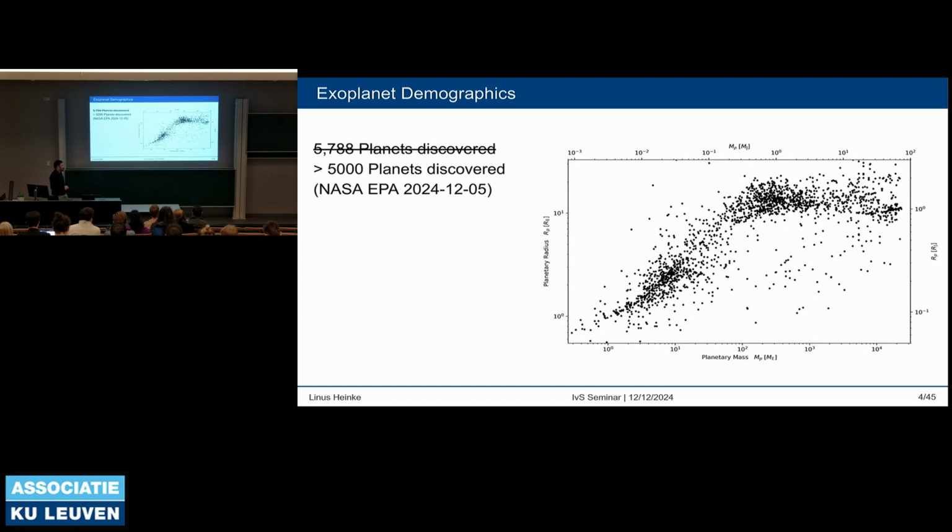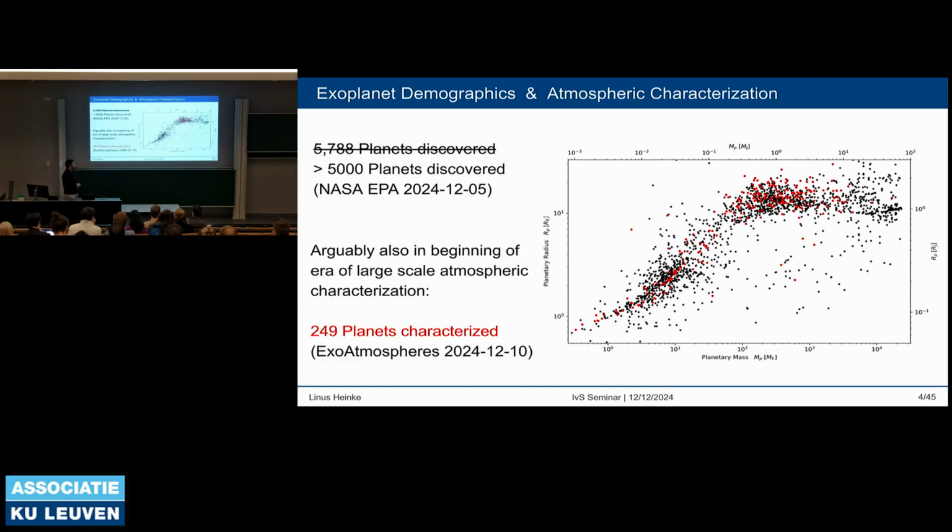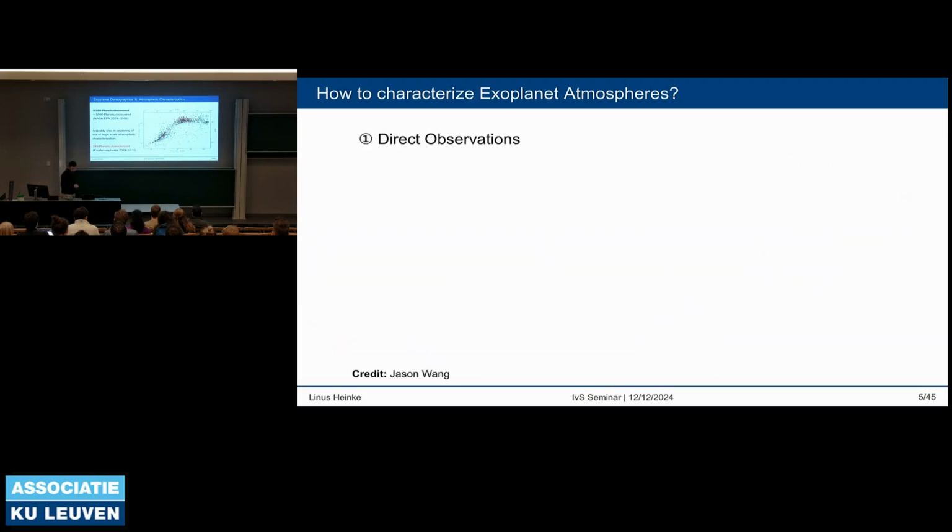If we just have information about mass and radius, which we get from the common detection techniques, we can already make some assumptions about the interior structure, but a lot of that is very degenerate, so it's interesting to learn even more. One way to learn more about them is to study their atmospheres. Here I've marked in red planets for which we have some kind of atmospheric characterization. Some of them are not really characterized in detail, but the exoatmospheres database identifies 249 planets that have been characterized so far. So we're beginning to be in an era of large-scale atmospheric characterization as well, I would say.